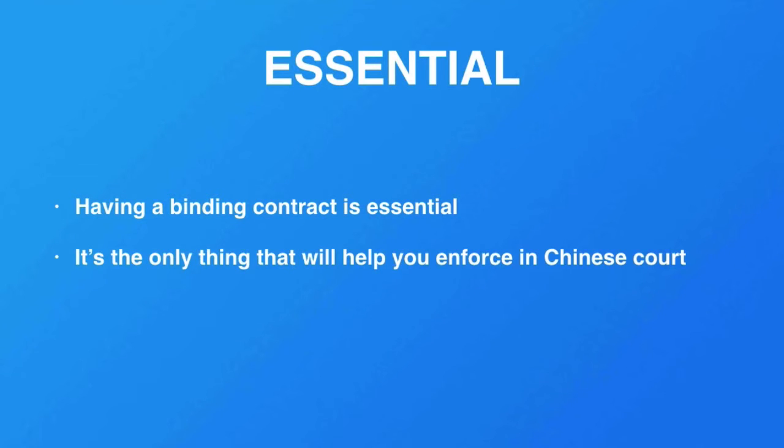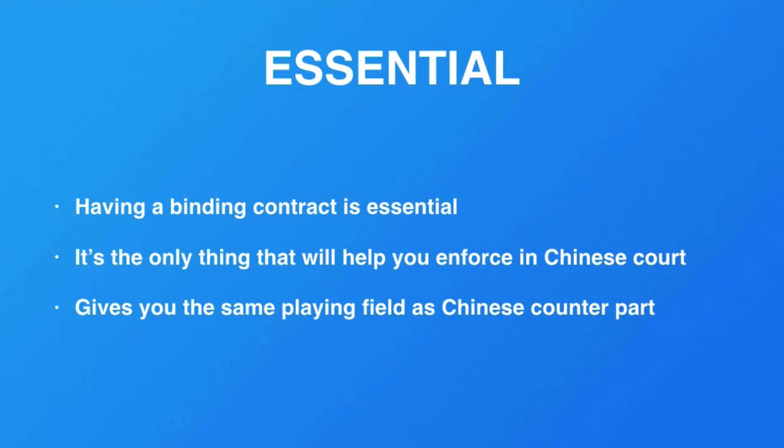So let's cover some essentials first. Having a binding contract is essential for you to protect yourself with a Chinese supplier, because it is the only way, and the only thing that will help you enforce your terms in the Chinese court of law. It will also give you the same playing field as the Chinese counterpart.